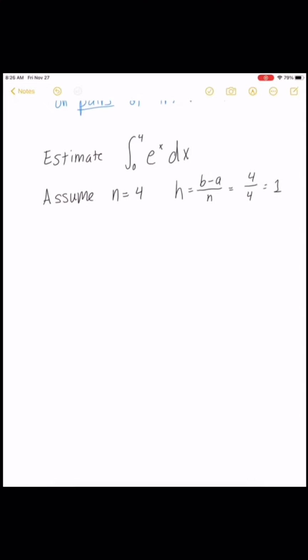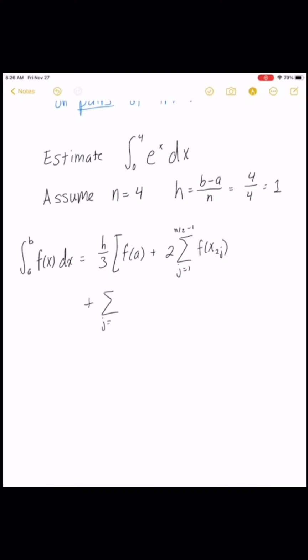So what composite Simpson's rule looks like is, remember, the integral from a to b of f of x dx equals h over 3 times f of a plus 2 times the sum from j equals 1 to n over 2 minus 1 of f of x sub 2j, plus, oh sorry, 4 times the sum, because these are the midpoints, which, if you recall regular Simpson's rule, get multiplied by 4, the sum from j equals 1 to n over 2 of f of x sub 2j minus 1, plus f of b.